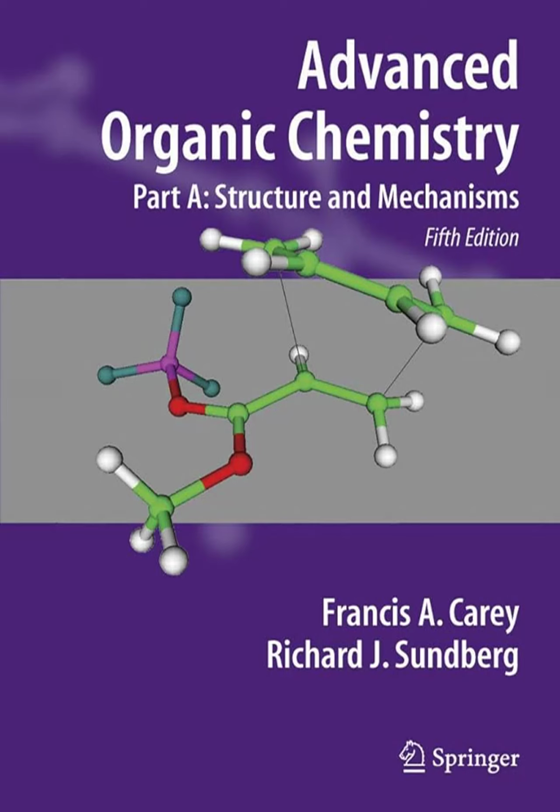So what was H.C. Brown's objection? Brown argued vehemently against the non-classical ion. He proposed that the observations can be explained by invoking a rapidly equilibrating pair of classical secondary carbocations. So just 2 normal carbocations flipping back and forth really fast.